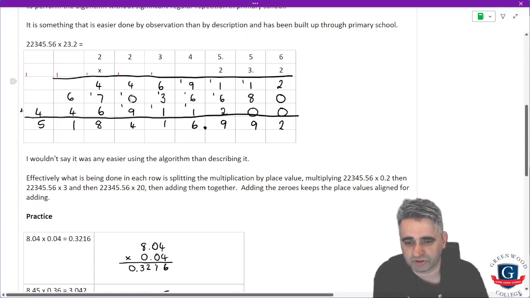Sorry, 9 and 4 is 13 and 1 is 14, carry the 1. 8 and 4 is 12, 7 and 1 is 8 and 4 is 12, and 6 is 18, carry the 1. 6 and 4 is 10 plus 1 is 11, 1 plus 4 is 5.